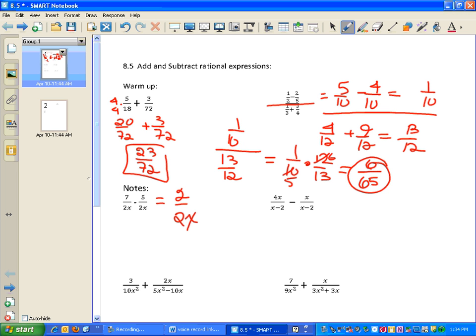Is there something that I can reduce everything in the numerator with and everything in the denominator? 2. So if I cancel out a 2 here, what do I get? And I get a 1 over here. So this is 1 over x. What's 7 over 2x minus 5 over 2x?